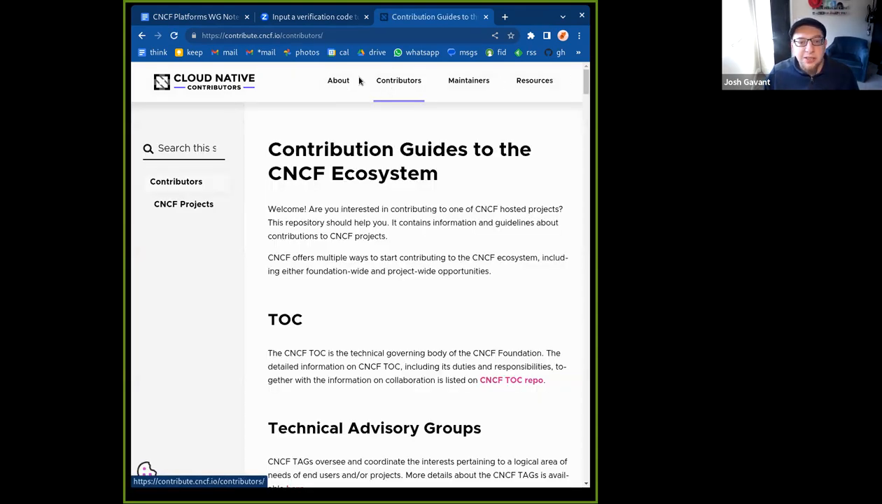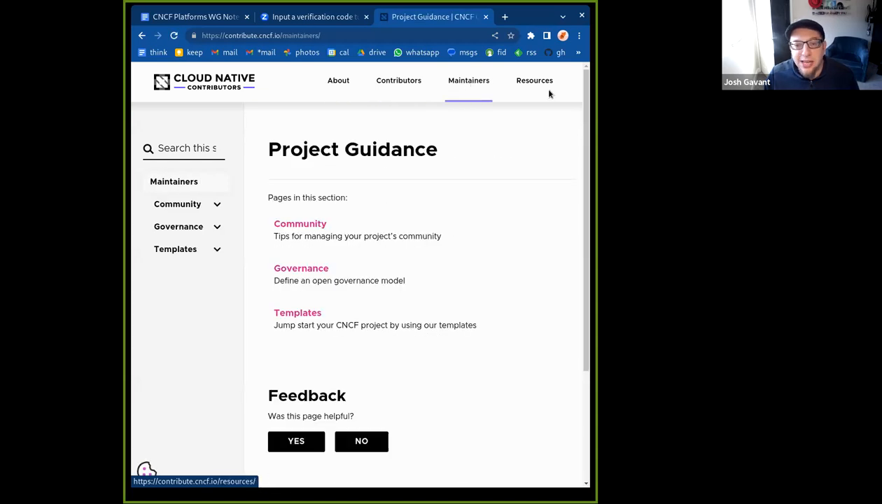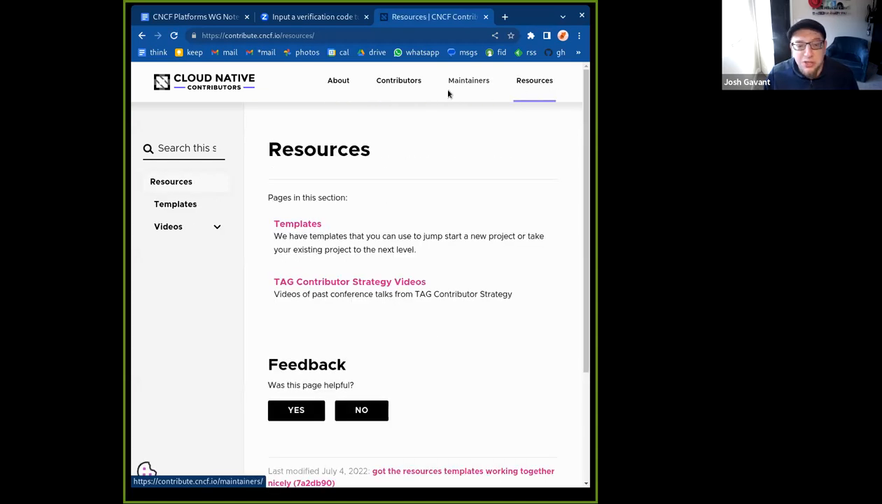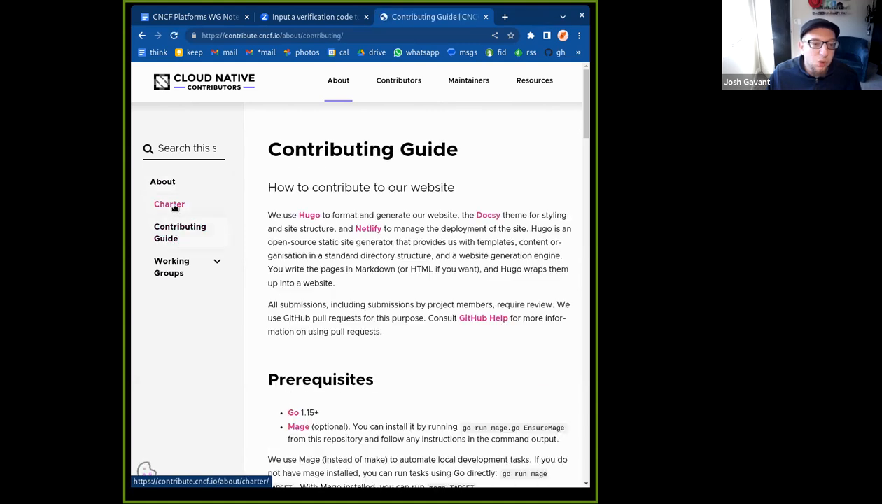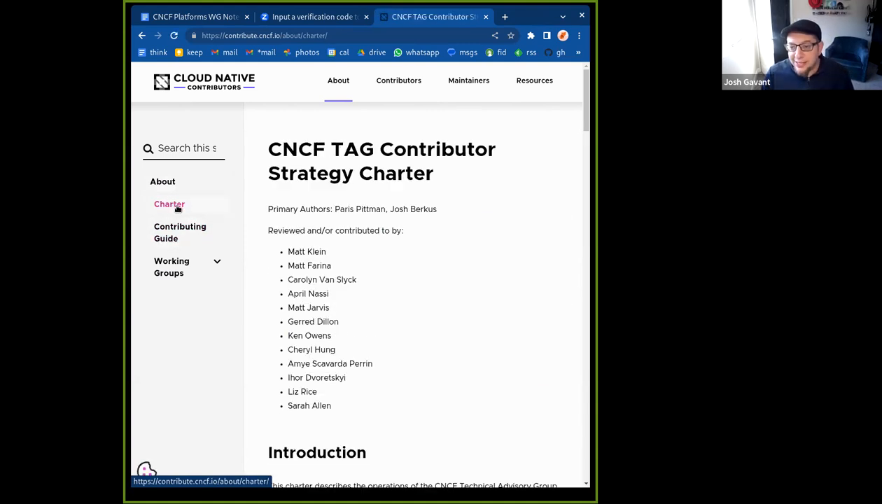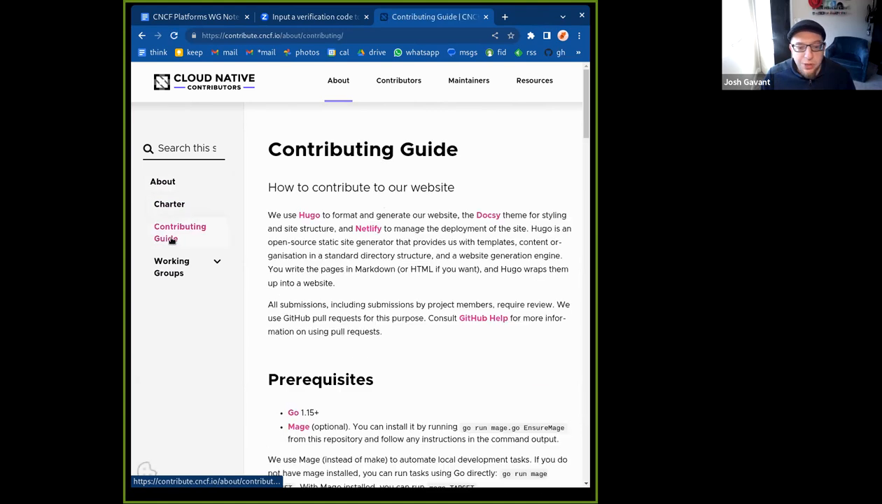And then there are these four headers across the top. Basically, one of these would be posts, one of these would be white papers. We don't really have anything else at this point. Maybe one is resources, but that's good enough to start. And then under about, you have charter and contributing guide. So one of these will be the platforms paper. I think this is kind of where we're going. One will be the operators paper. And then we work down from there.